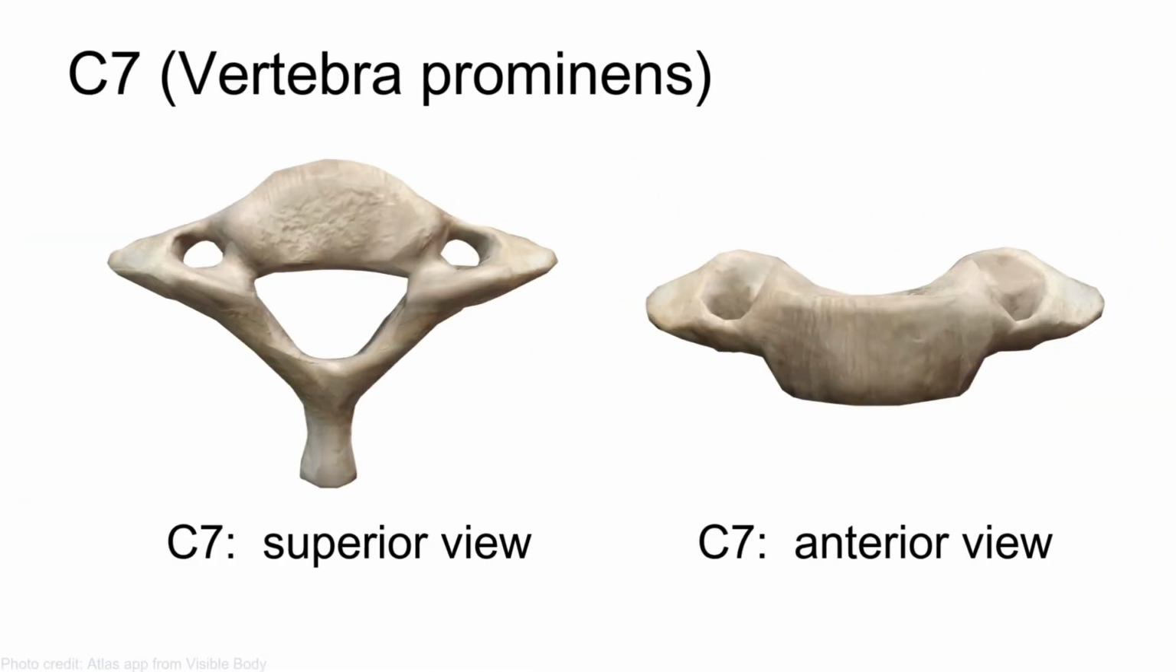C7, often called the vertebra prominens. It earns this name due to its long and prominent spinous process, which is usually easy to feel or palpate at the base of the neck. Because it's so easily palpable, C7 serves as a very useful landmark during physical examinations.